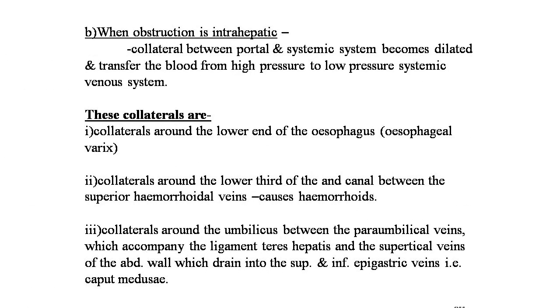Second, if the vein obstruction is intrahepatic, then the collaterals between the portal and systemic system become dilated and transfer the blood from the high pressure portal system to the low pressure systemic venous system. These are collaterals around the lower end of the esophagus, that is the esophageal varices, collaterals around the lower third of the rectum and the anal canal between the superior hemorrhoidal veins, which cause hemorrhoids. And the collaterals around the umbilicus, between the paraumbilical veins which accompany the ligamentum teres hepatis and the superficial veins of the abdominal wall which drain into the superior and inferior epigastric veins, that is the caput medusae.